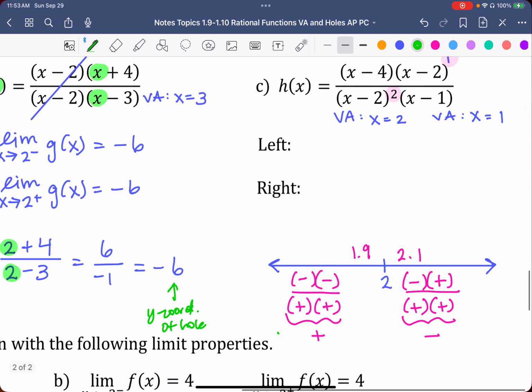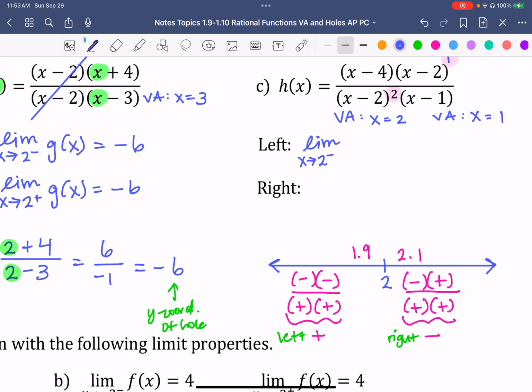Okay, so remember, this is your left side and this is your right side. So your left side is going up while your right side is going down. So for the limit statement, we'll say the limit as x approaches 2 from the left, h of x equals positive infinity. And the limit as x approaches 2 from the right, h of x equals negative infinity.